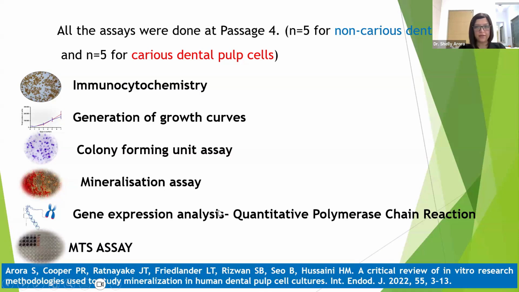Gene expression analysis is done to see what are the different types of genes expressed in the healthy and in the inflamed dental pulp cells. And the MTS assay, a cytotoxic assay, was done to find the correct percentage, when the cells were exposed to different percentages of interleukin 23 antibody. Which is the right percentage at which the cells are viable, showing maximum viability, and are able to proliferate? To measure that, the MTS assay was done.